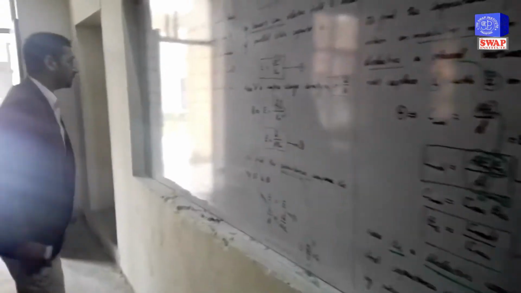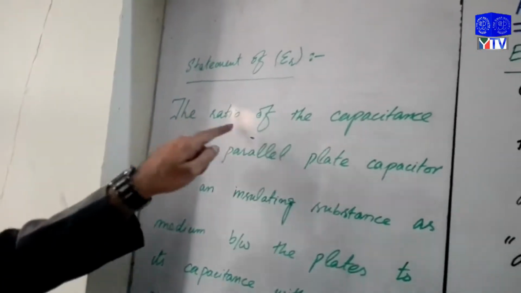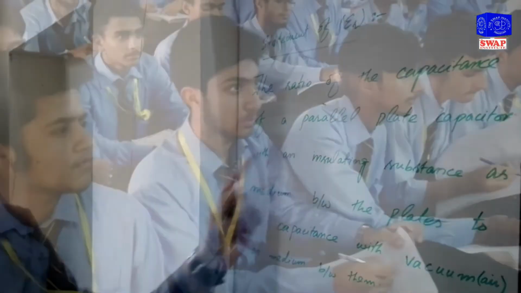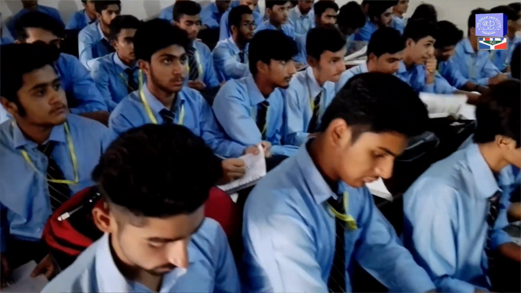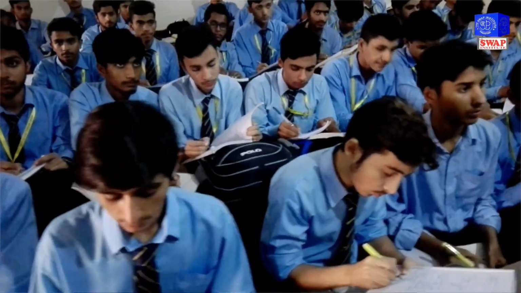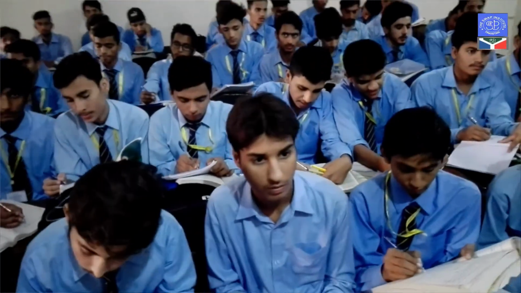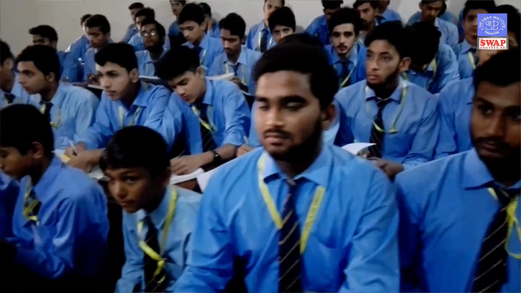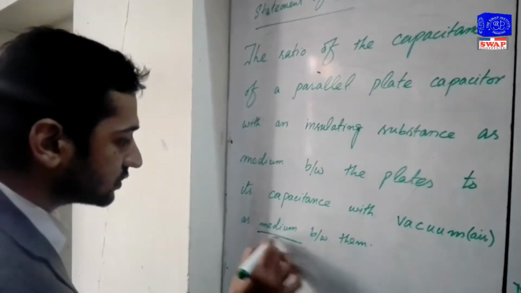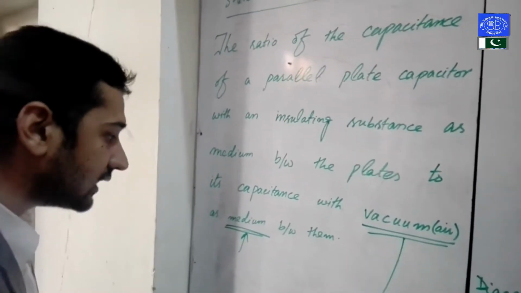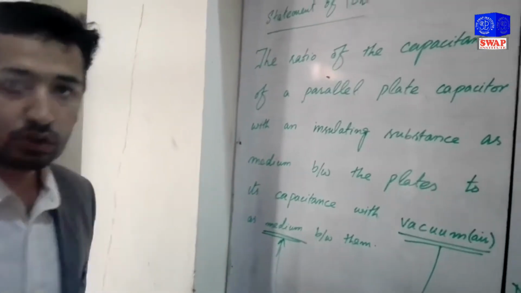So the statement of relative permittivity: it is the ratio of the capacitance of a parallel plate capacitor when an insulating substance is the medium between the plates to its capacitance with vacuum or air as the medium. Here it is very confusing: there is no medium, but the vacuum or air is like a medium between them.